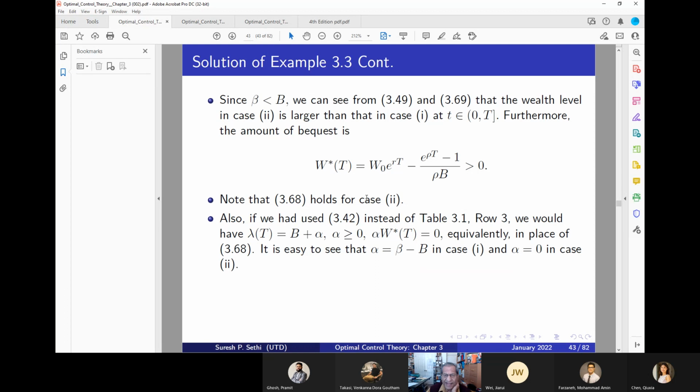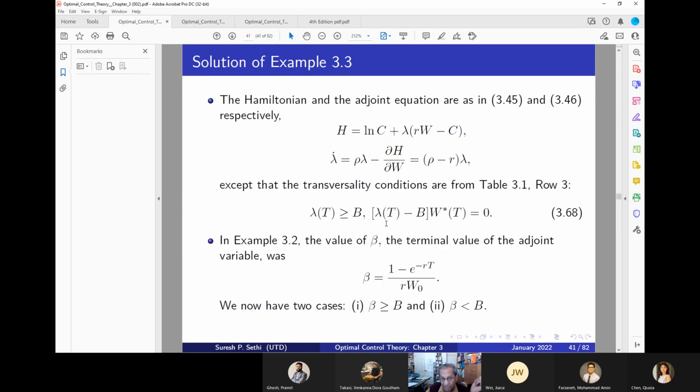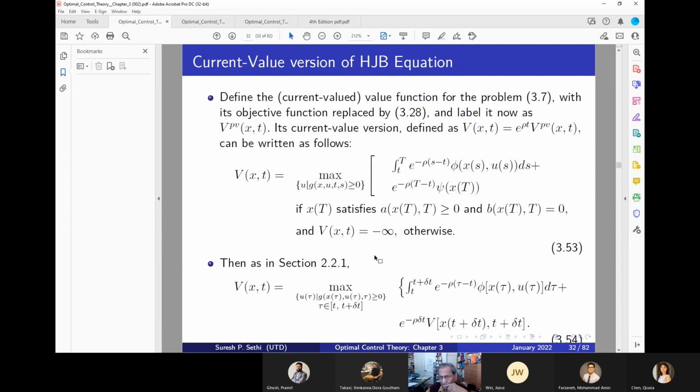Notice we used table 3.1 row 3. But table 3.1 is derived from the maximum principle, so we can always go back to the maximum principle. And the maximum principle has something called alpha. So basically that lambda t in the maximum principle is just b plus alpha, and alpha satisfies the complementary slackness condition because alpha is exactly this value, lambda t minus b. So let's go to 3.42 just to look at it.